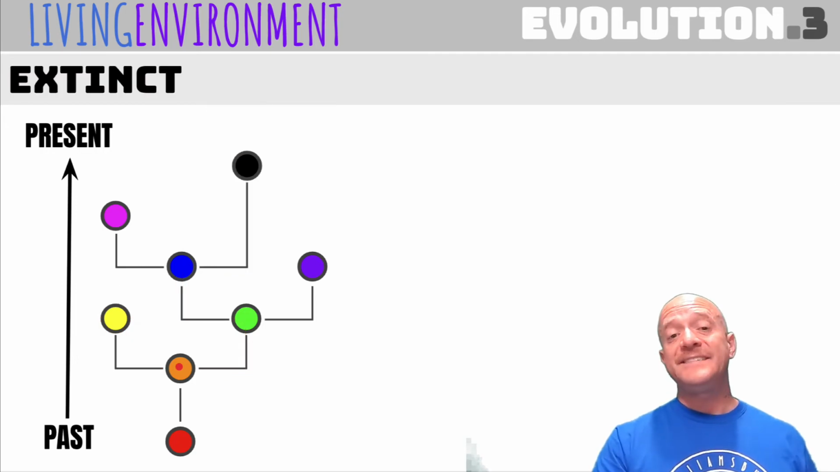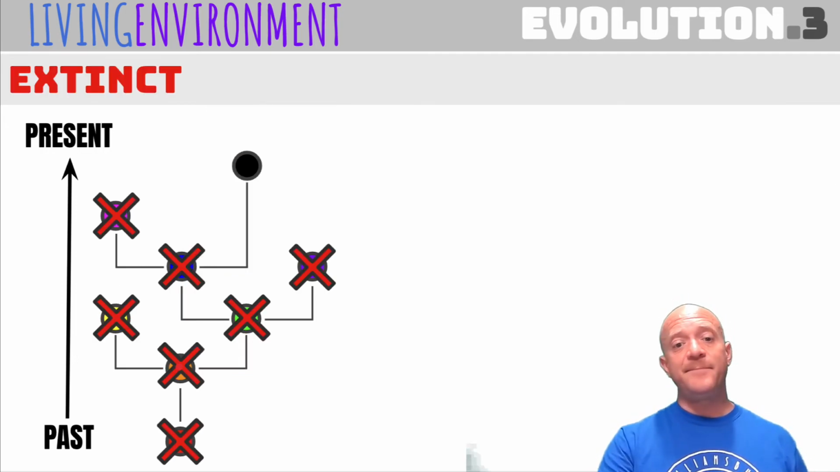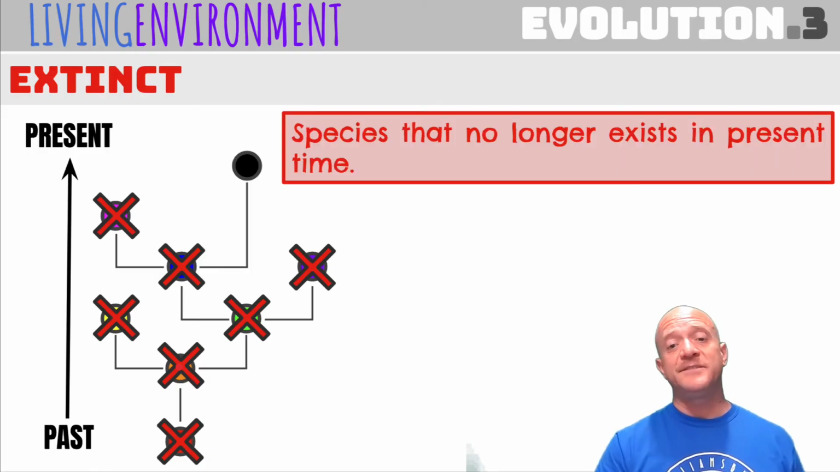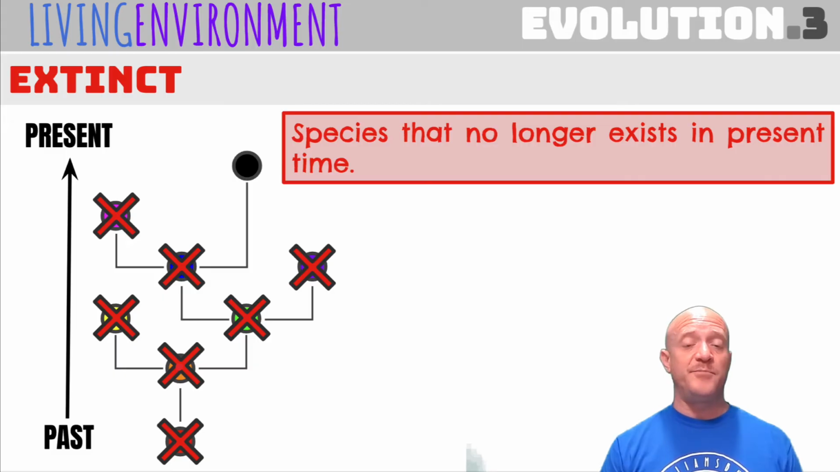Now, when something is extinct, that simply means that it just doesn't survive to the present. So a species that no longer exists in present time. Example of extinct organisms, all of the dinosaurs. We also have more recent extinctions. We have like the golden toad, I think it's called? Yeah, it was a tree frog that basically went extinct recently, within the last 20 years.